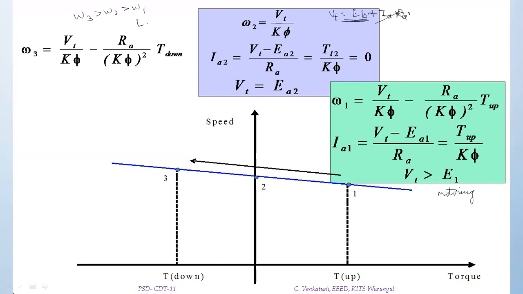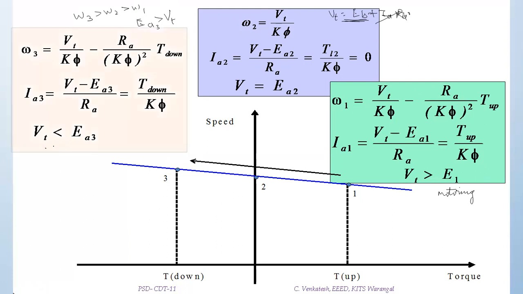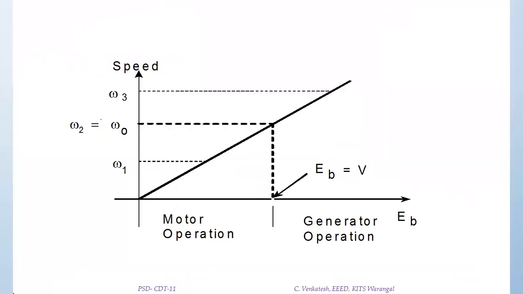So what will happen now? Your EA will become greater than the terminal voltage. In this case, we will call it as EA3. So IA3 is VT minus EA3 by RA or T downhill by K phi. As EA3 is greater than VT, current is negative and then torque is negative. So VT is less than EA3, or EA3 is greater than VT. Okay, these are the things.